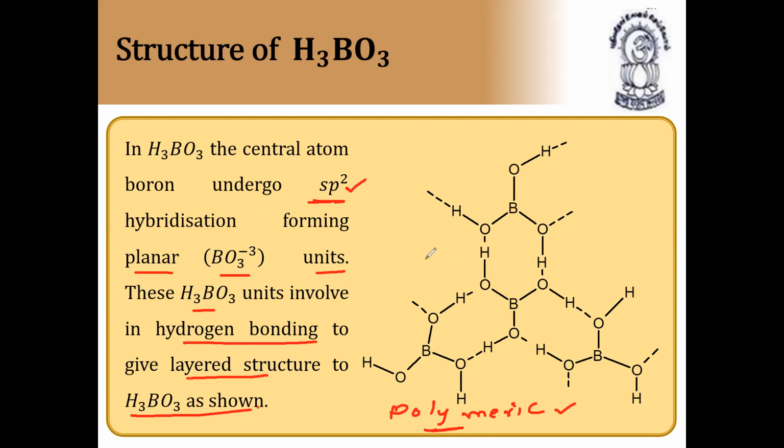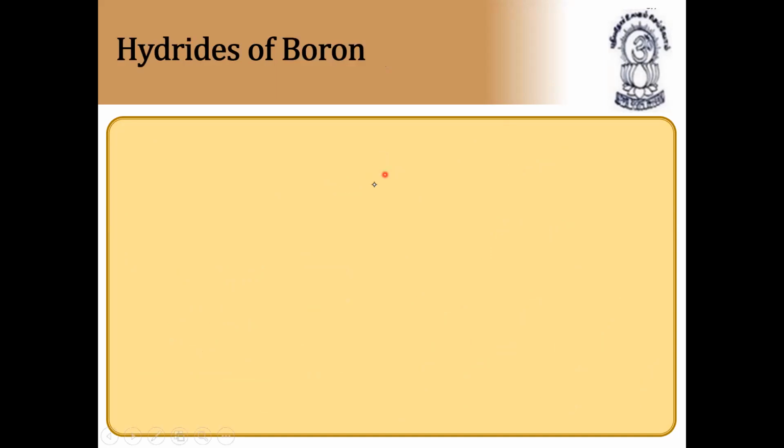We have trigonal planar units like this, and thus these H3BO3 units are involved in hydrogen bonding to give a layered structure to H3BO3 as shown in the figure. And this is the polymeric structure of H3BO3. Very, very important. In these important points I have written, so please make a note of it. Next, hydrides of boron, very, very important.